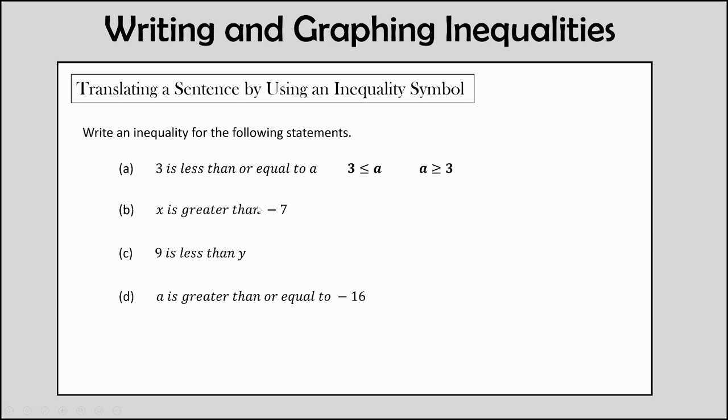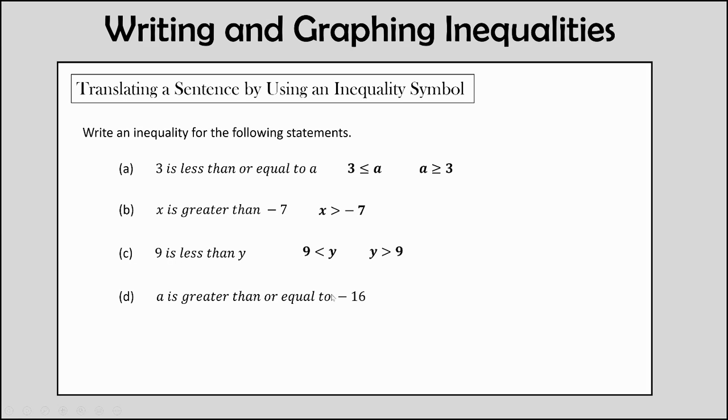Next one, X is greater than -7. That one's pretty straightforward. The variable's on the left, as you see, and that's where we like it. C, 9 is less than Y. Again, if I want to write it with the variable on the left, which we typically want to do, I'd write it as Y is greater than 9. That means the same thing. All values of Y are greater than 9, or 9 is less than all values of Y. Same thing.